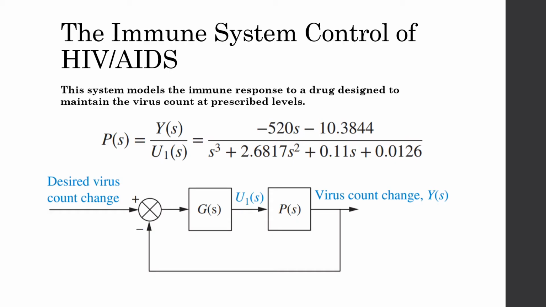The system we selected is for the immune system control of HIV/AIDS. The system models the immune response to a drug designed to maintain the virus count at prescribed levels. The input, desired virus count change, is associated with the drug's prescribed levels. From there, it moves through our control system with its associated transfer function shown here and generates a virus count change in the body. This change is fed back through the system until the desired virus count change has been achieved.